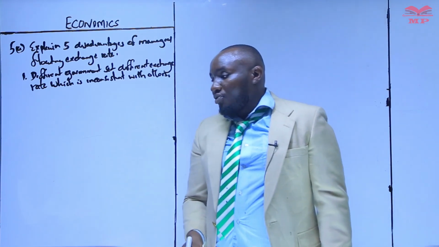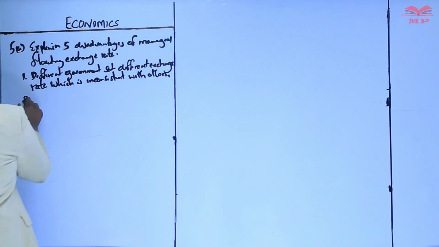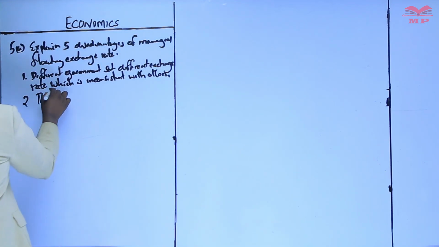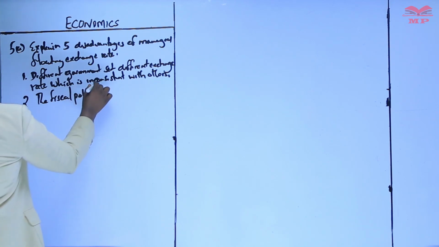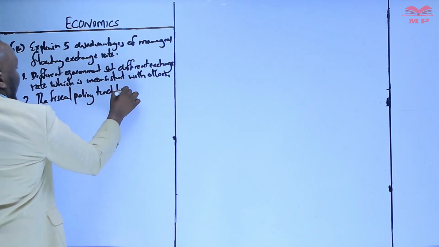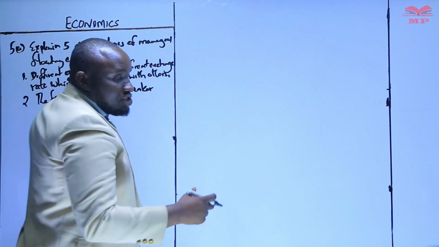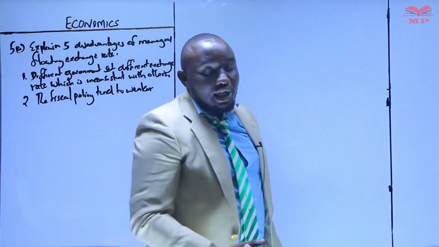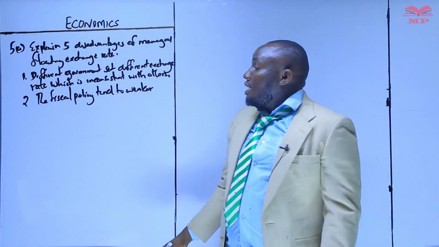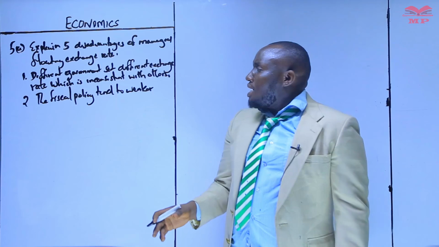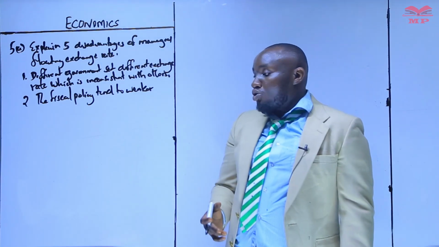Number 2, the fiscal policy tends to be weaker. When you talk about fiscal policy, we're basically talking about how the government uses taxes and expenditure to manage the economy. So the next disadvantage of managed floating exchange rate is that the fiscal policy tends to be weaker.